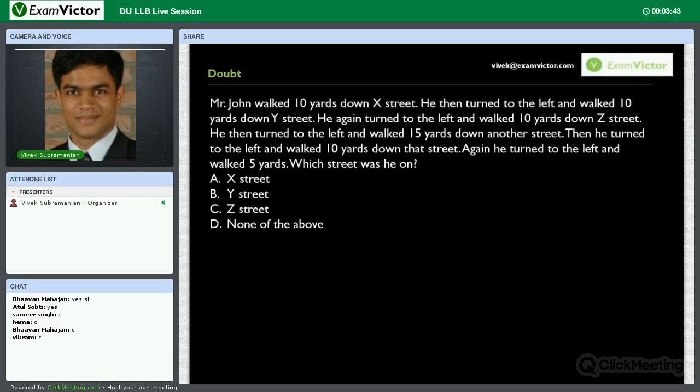Now this question is a direction problems question, and it's quite interesting because there are no directions given to you. All you're told is left and right. So let's take 30 seconds, go through the question, and then you can tell me the answer in the chat window.